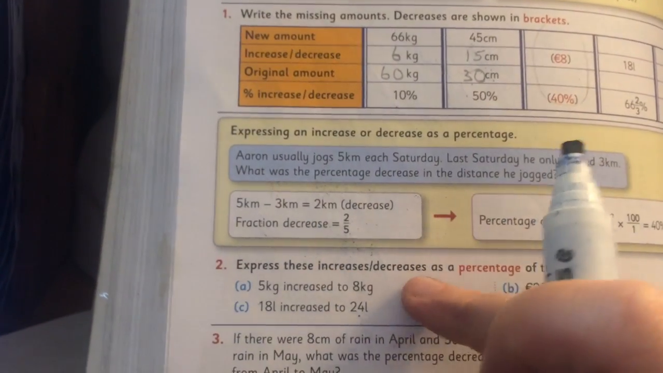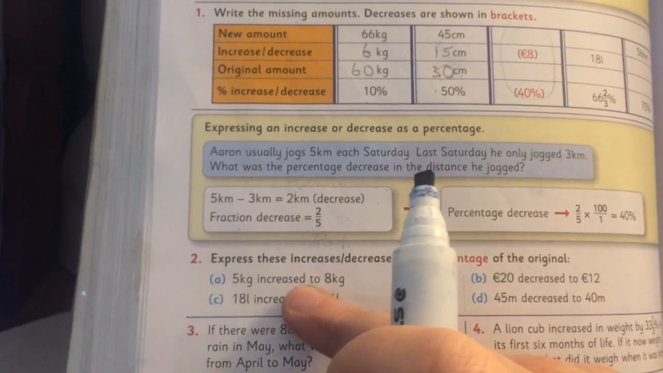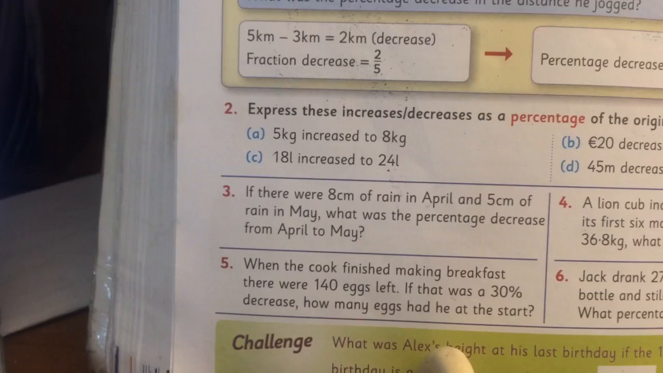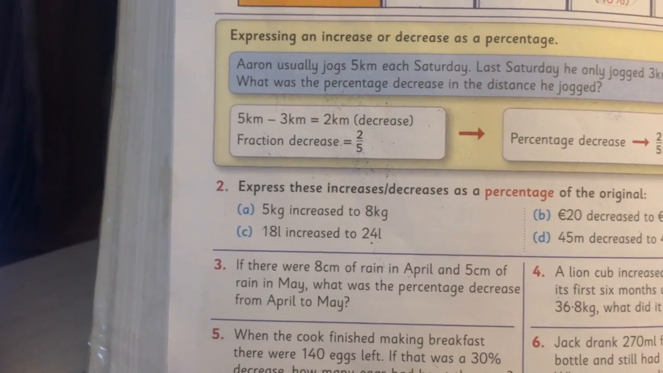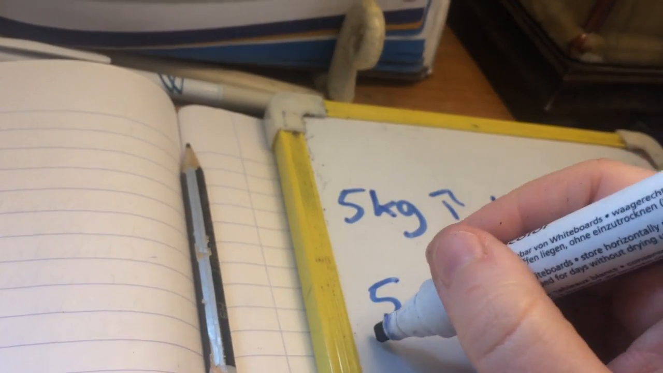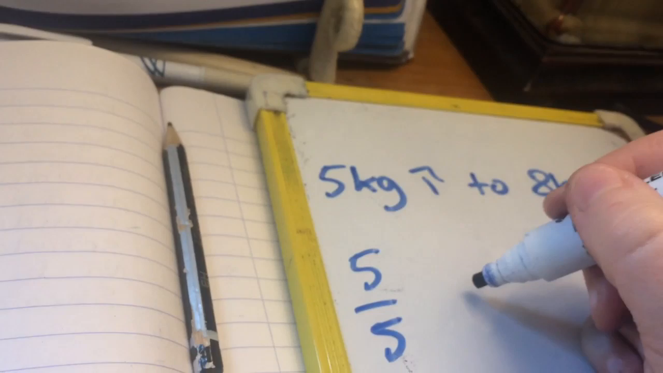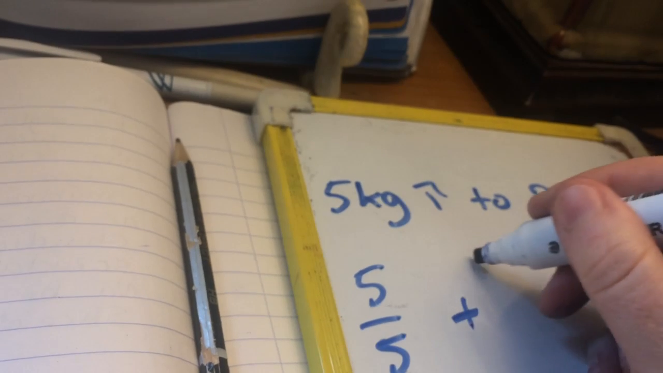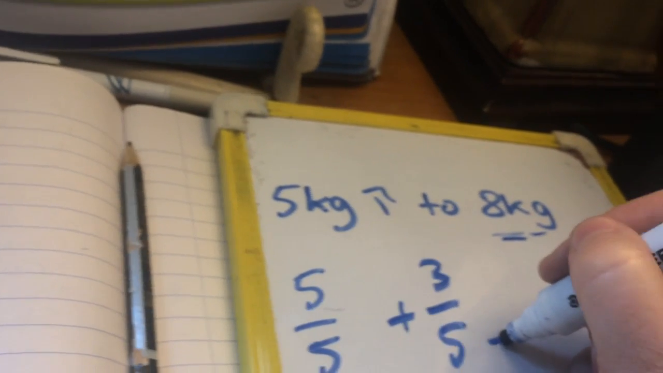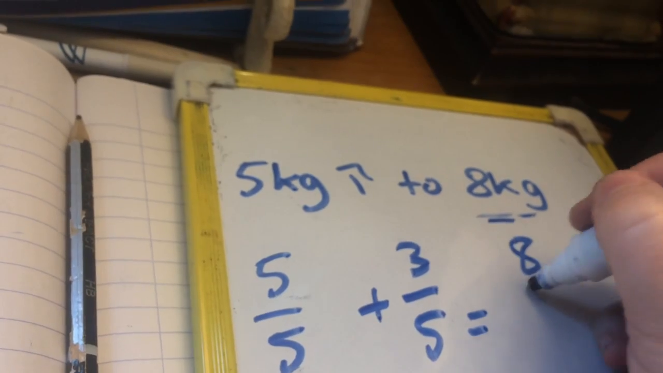Okay, so express an increase or a decrease as a percentage of the original. I'll try A with you here now. Let's see if we can work it out. So we have 5 kg increased to 8 kg. So that's a percentage increase. So let's have a look: 5 over 5. What gives it to 8 kg is plus 3, isn't it? Plus 3 over 5 equals 8 over 5.